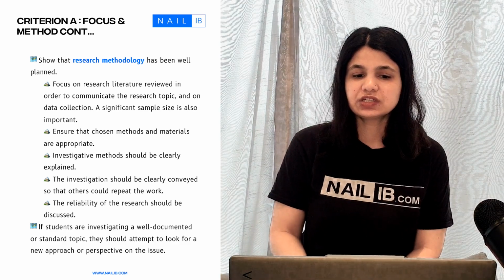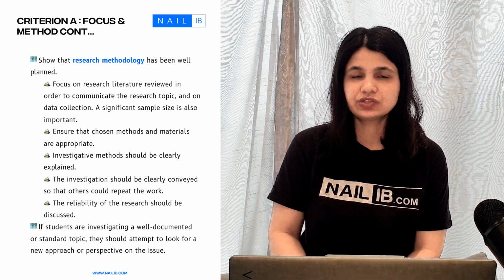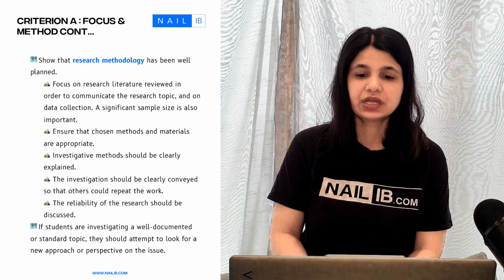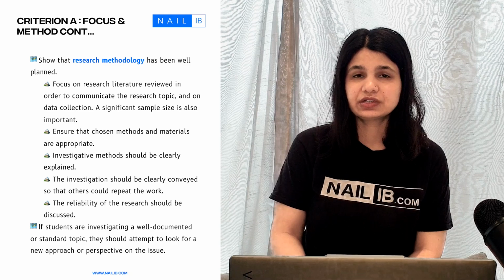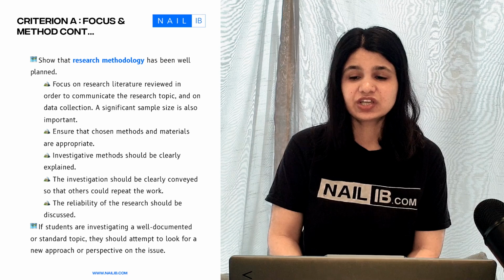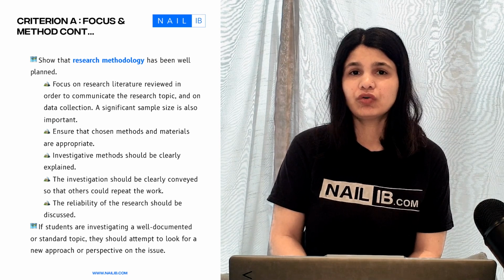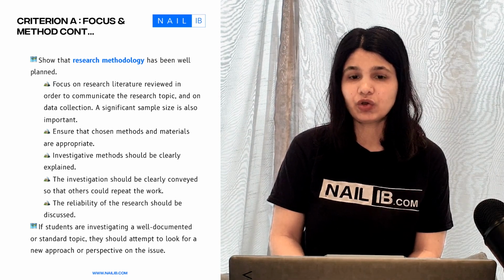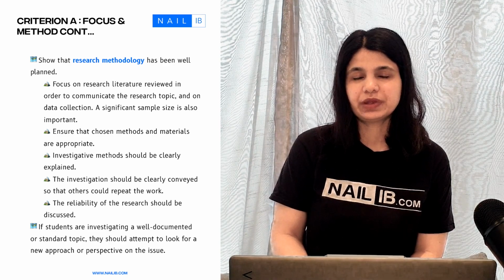So, show that the research methodology has been well planned. Focus is there on research. Literature is reviewed in order to communicate the topic, the title, the data collection. There's a significant sample size, and the chosen methods and materials are appropriate. The investigative methods are clearly explained, and the investigation should be clearly conveyed so that others could repeat the work. The reliability of the research should also be discussed. If any student is investigating a well documented or a standard topic, you should attempt to look for a new approach or perspective to the issue.